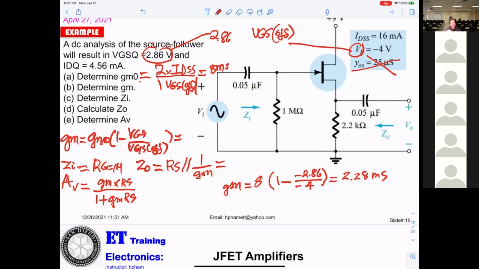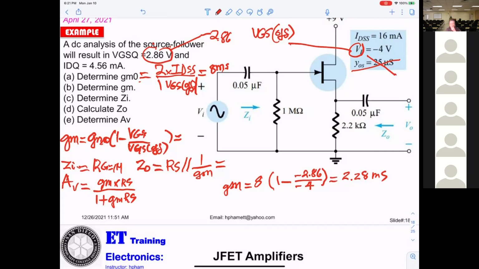And then that's squared. Not square. Oh, there's no square on there? No. Oh, that's why I messed up. Yeah, GM, that's only when you're doing IDSS. Okay. Yeah.